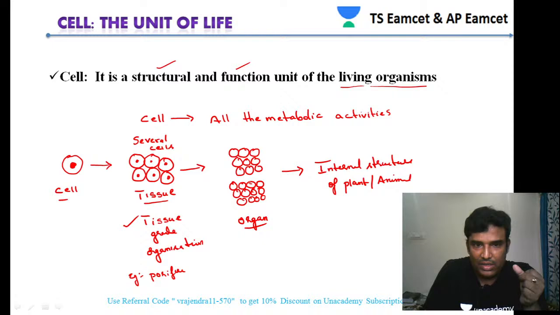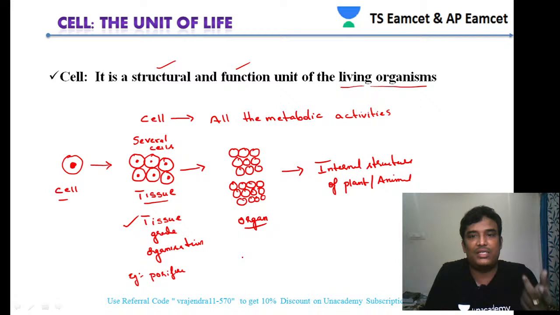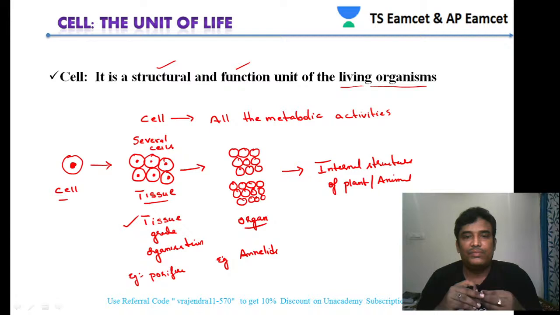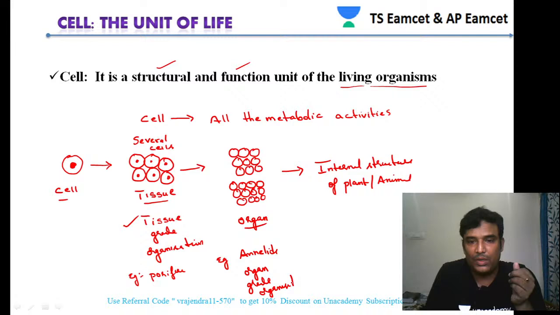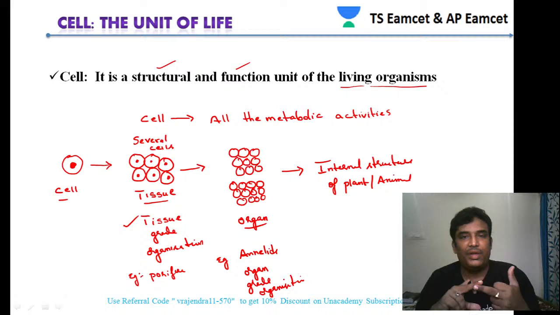Now, several tissues together form organs. You can see organ grade organization in members like annelida. Several tissues together form defined organs, and such type of organization is called organ grade organization. Several organs form the internal structure of the plant or animals.